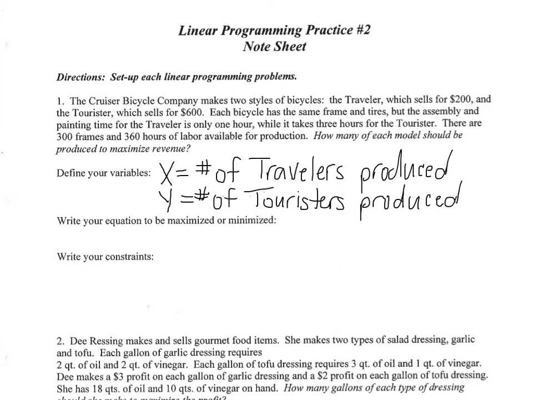Now, once I have my variables defined, there's a couple other things I need to set up. And I'm going to use those variables X and Y for the rest of these, for the equation to be maximized or minimized, and for the constraints. If I look at the last sentence in italics, it says how many of each model should be produced to maximize revenue. So that means that I'm going to want to maximize something, and I want to maximize revenue. So let's try to set up my revenue equation.